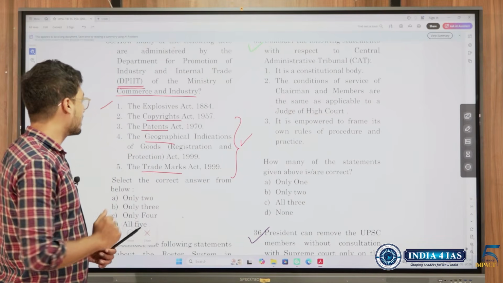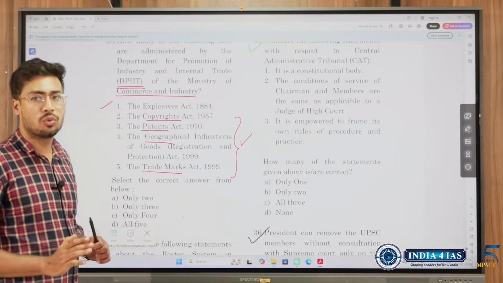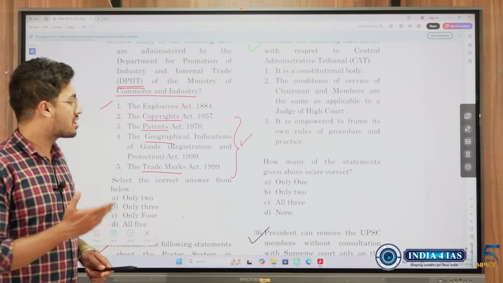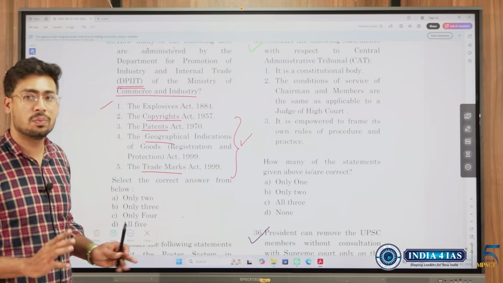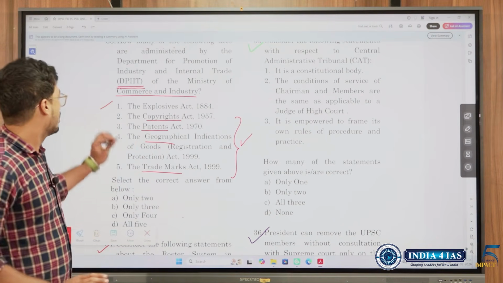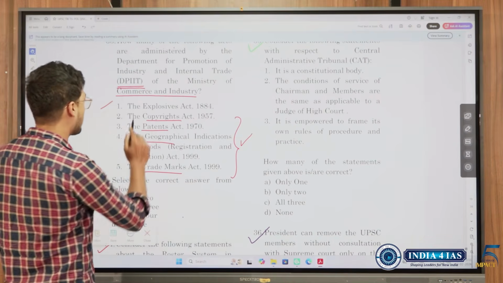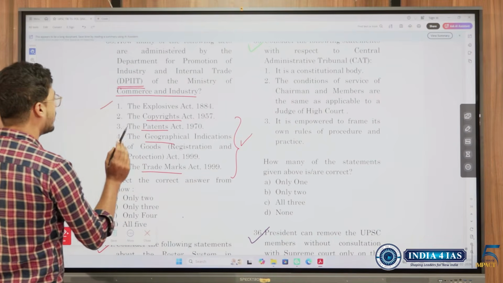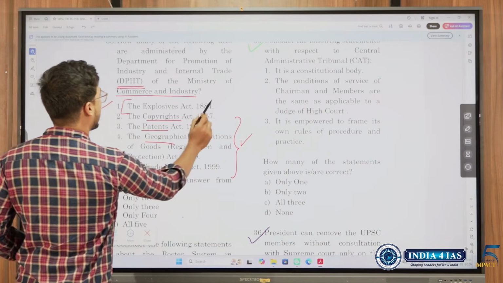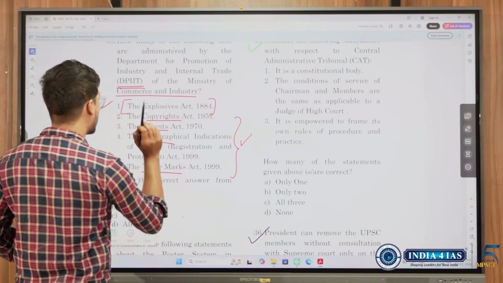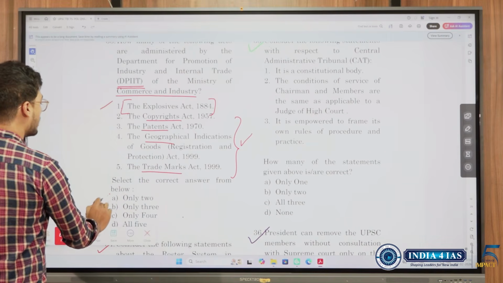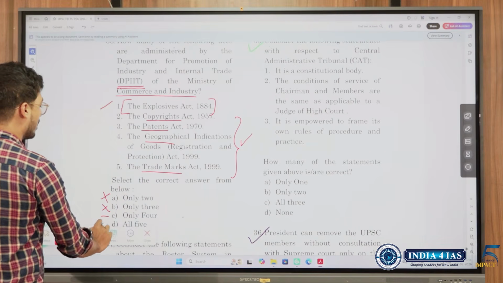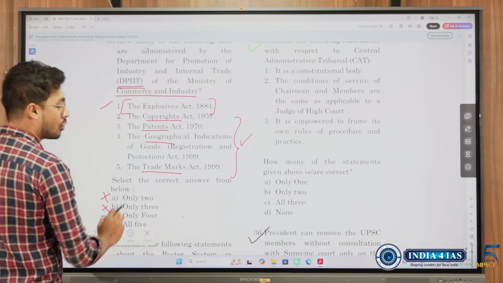But what about the other thing? See, if you knew what DPIIT is, if you had studied that it falls under the Commerce Ministry and you had studied these acts, then you should be aware that 2, 3, 4, 5 definitely come under DPIIT. Your only confusion is whether the Explosives Act would come under DPIIT or not. So your only confusion should have been for choosing between 4 and all 5. Your confusion should not be only 2 or only 3.